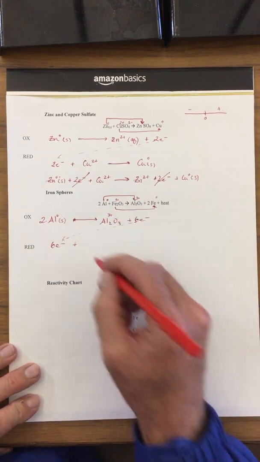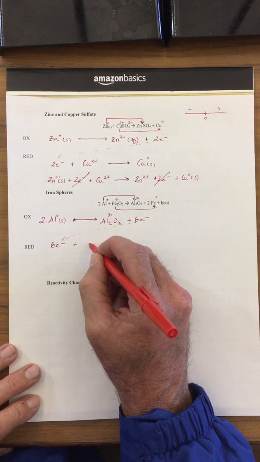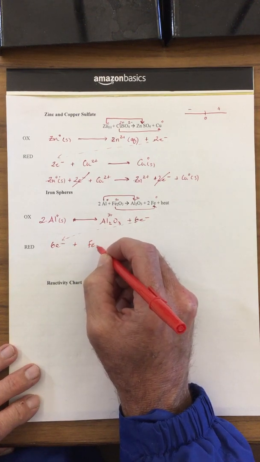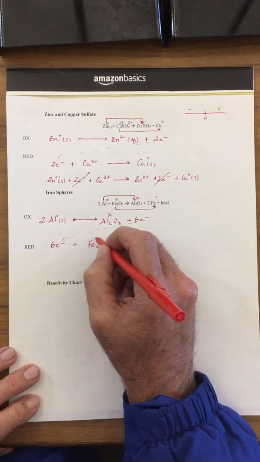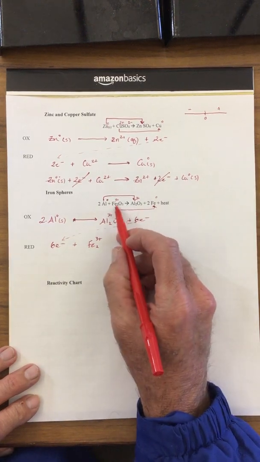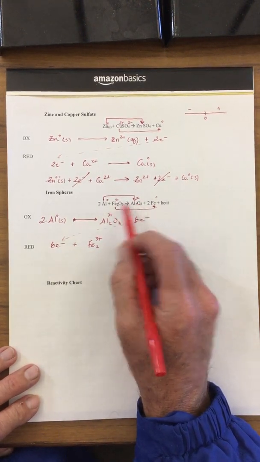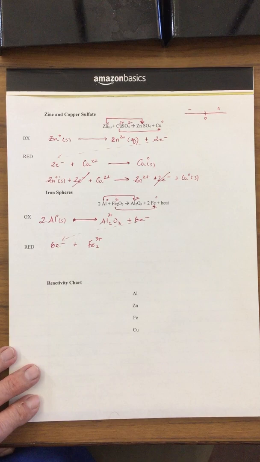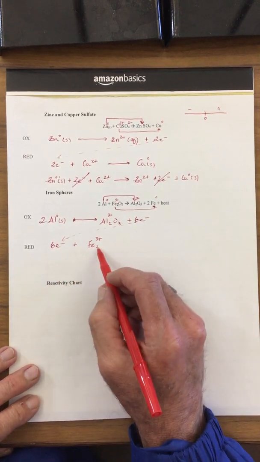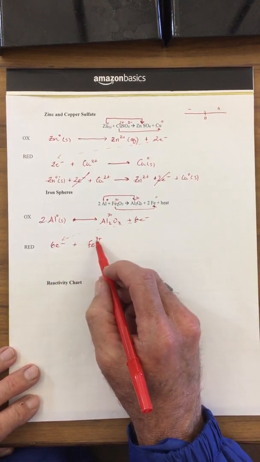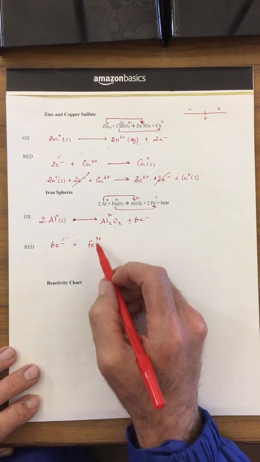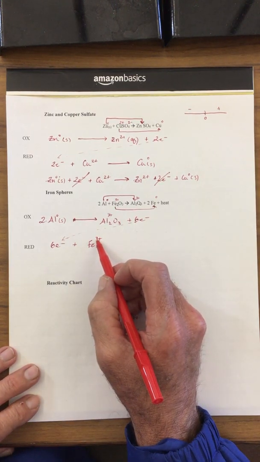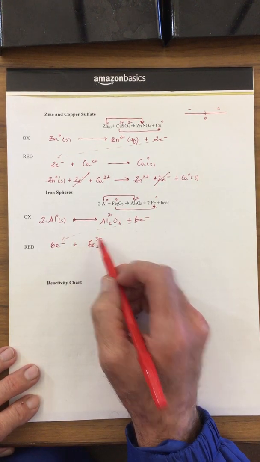So we're just going to take a look at the iron. And we have the 2 irons, and each of the irons has a 3+ charge in the iron oxide. Again, nothing's happening to the oxygen, so we're not really concerned with that. So we have 2 irons each that are lacking 3 electrons. They're in their ion state.